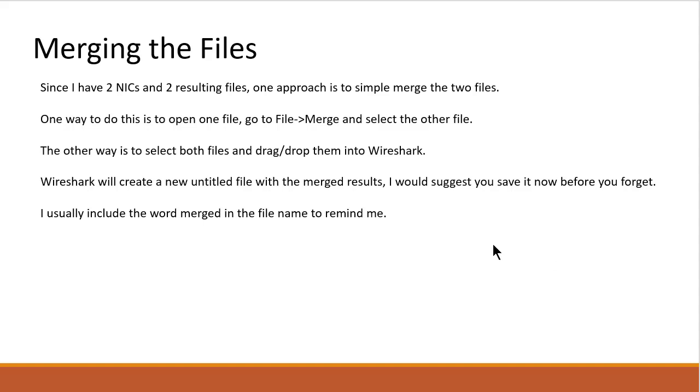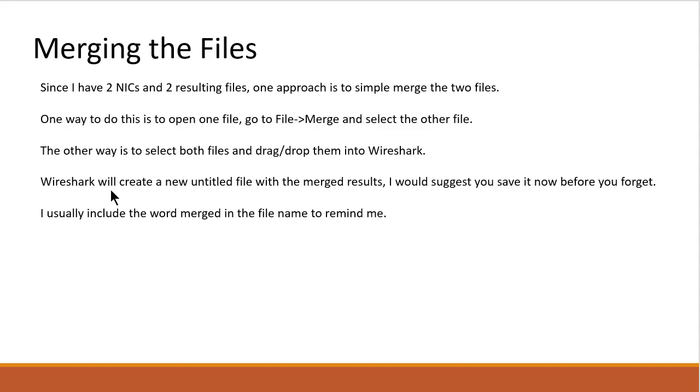So I had two NICs. I get two resulting files, right? Now I have to merge them. One way to do this is go to File Merge, right? So open the first file, and then File Merge and select the other file. Easy. The other way, which I like, is you just select both files in your file manager, Explorer, whatever you use, and just drag and drop them both into Wireshark, and Wireshark immediately merges them together.